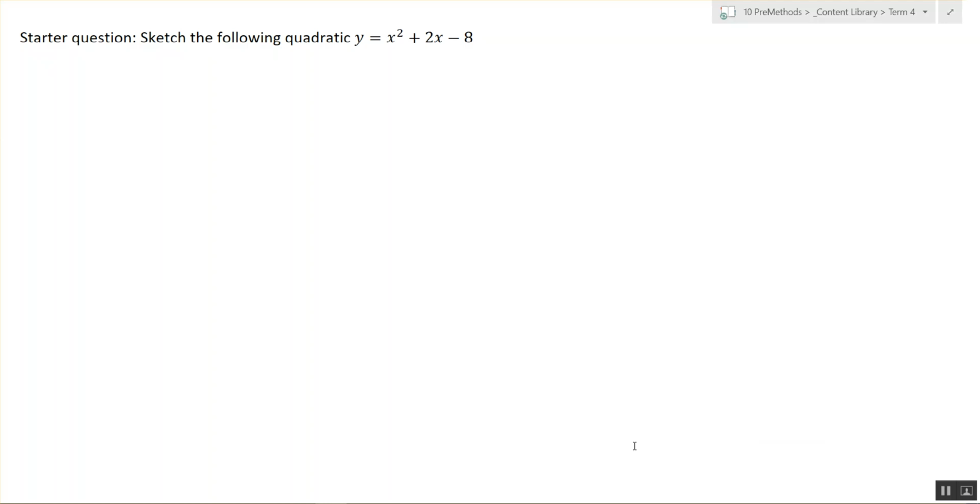If you guys don't understand this, I really suggest that you watch the video from the last lesson, which showed us how to sketch the quadratic equation. So when we're sketching a quadratic, what are the three things that we need to know to sketch it? Yep, so we need the Y-intercept, the X-intercept, and the turning point.